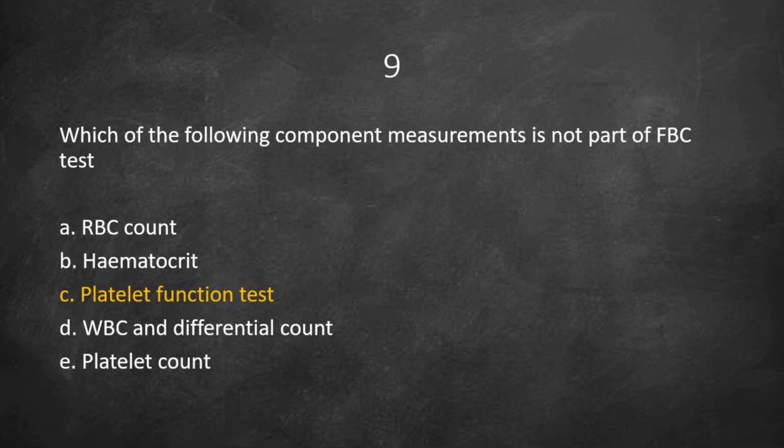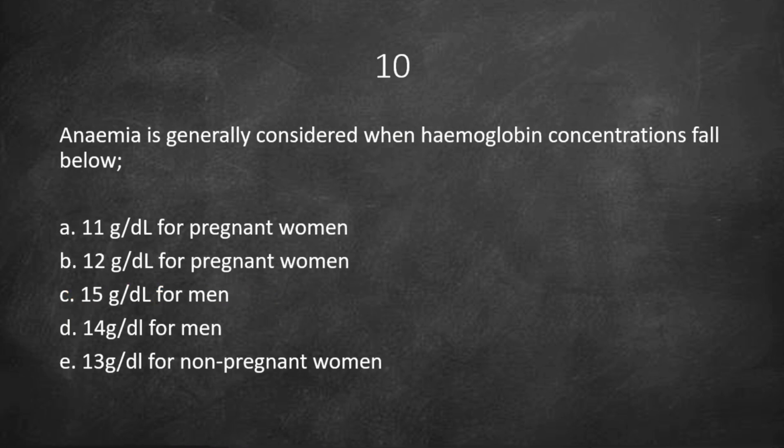Okay, question 10. It reads that anemia is generally considered when hemoglobin concentration falls below A, 11 gram per deciliter for pregnant women, B, 12 gram per deciliter for pregnant women, C, 15 gram per deciliter for men, D, 14 gram per deciliter for men, E, 13 gram per deciliter for non-pregnant women. The correct answer here is 11 gram per deciliter for pregnant women. So that's the correct answer here.